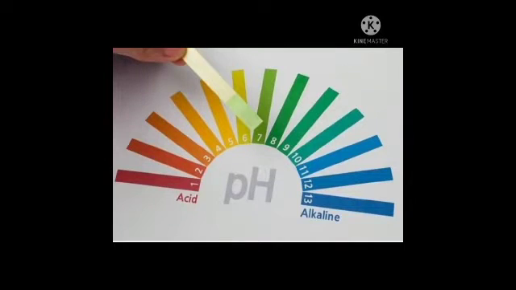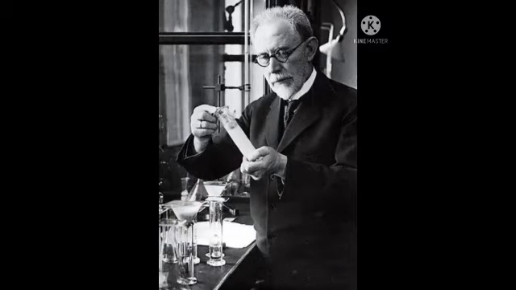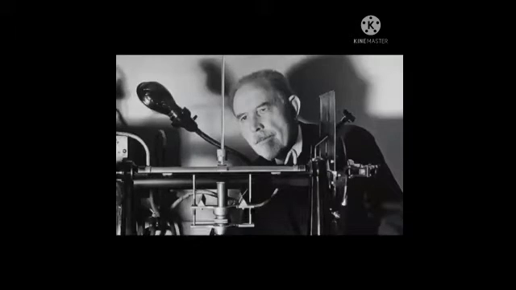So this is a pH paper. pH paper was invented by a Danish chemist, Søren Sørensen. In 1909, Sørensen, a Danish chemist, introduced the concept of pH as a convenient way of expressing acidity.